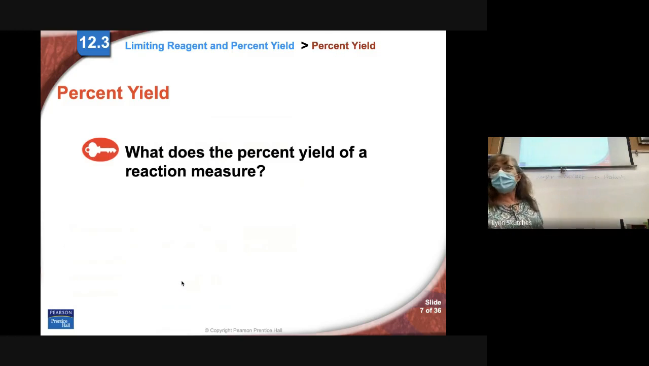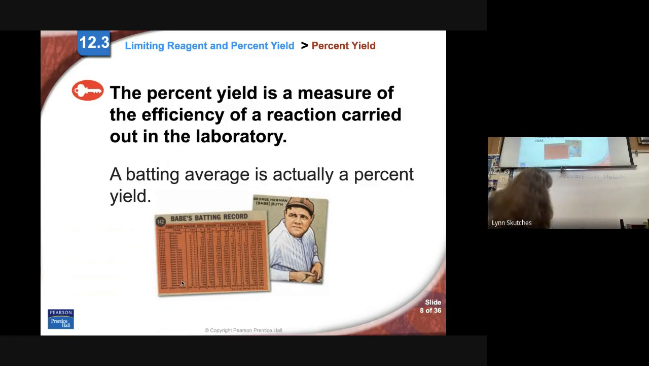All right, percent yield. When you talk about batting averages, that is a percent yield as well. It's the part out of the total possible. In terms of a chemistry reaction, the percent yield is how much product is made based on how much you should make. And I could tell you for sure, without a doubt, there are no 100% efficient reactions, period. You will never get 100% of what you're supposed to get. Okay, it's just how it is.